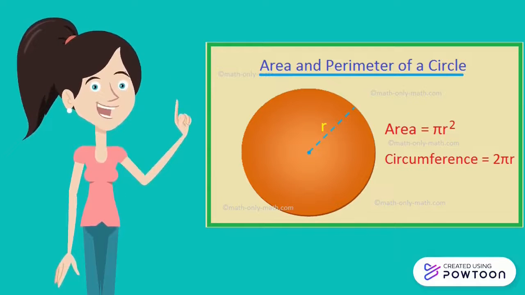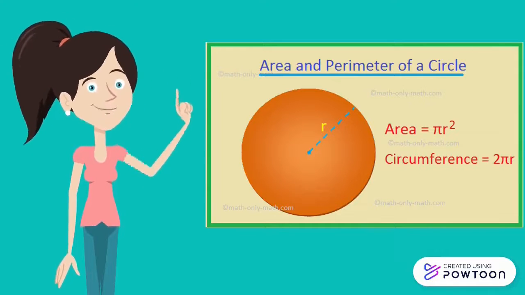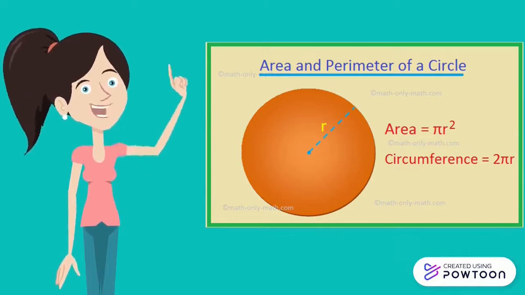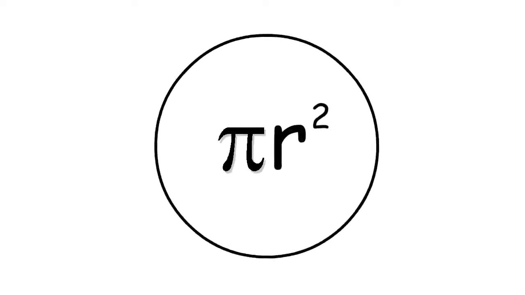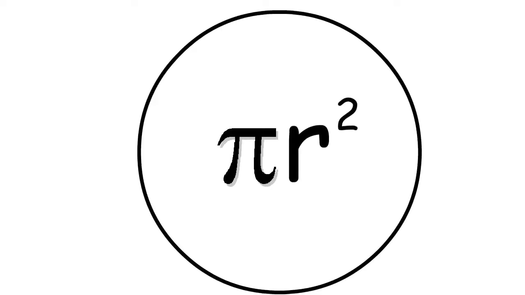Now let's watch a video to understand the area formula of a circle logically. Pi r squared gives you the area of a circle. But where does pi r squared come from?